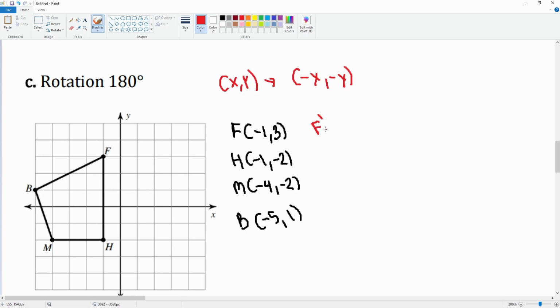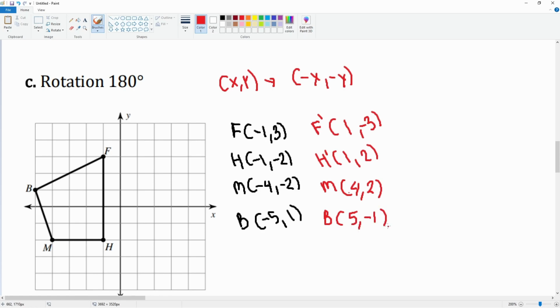All right, F prime, looks like we just changed the signs for all of them. So that -1 becomes a +1, that 3 becomes a -3. H, that -1 becomes a 1, that -2 becomes a 2. That M prime, oh, forgot the prime symbol here. Okay. All right, the M, the -4 becomes a 4. The -2 becomes a 2. The B, the -5 becomes a 5. The 1 becomes a -1. Okay, we just changed the signs.